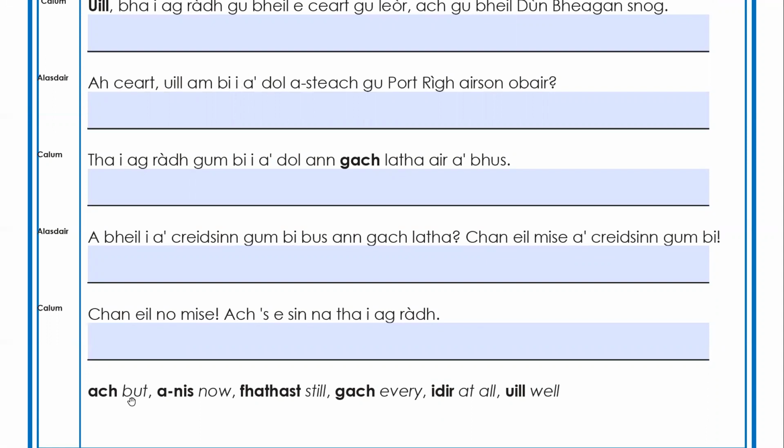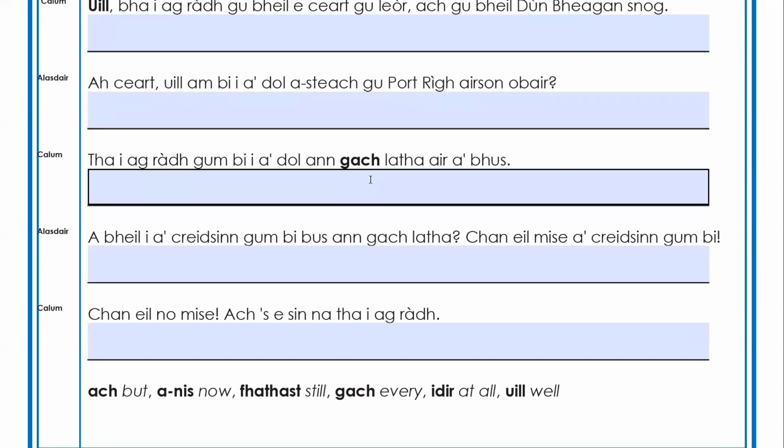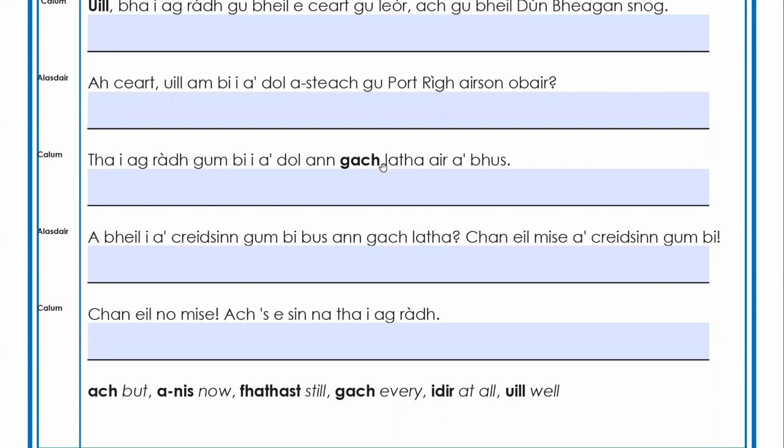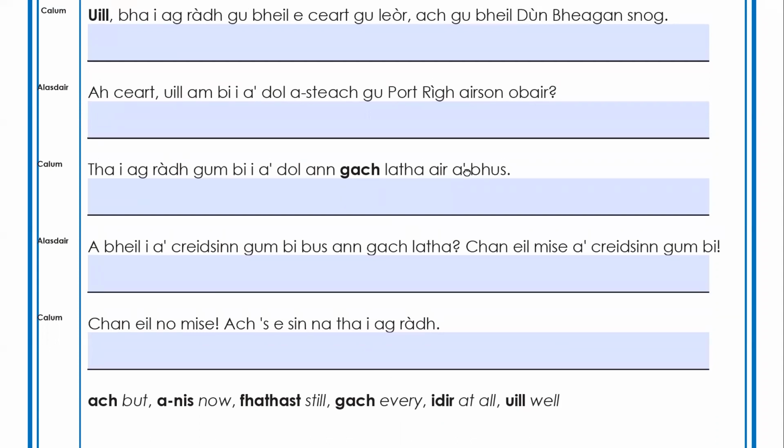So, new words here. Ach, but. Inish, now. Hast, still. Gach, every, so gach la, gach seachtain, gach oidhche: every day, every week, every night. Aegid, we've seen before, at all, and will, just the Gaelic spelling of well, which I think we've seen before as well.